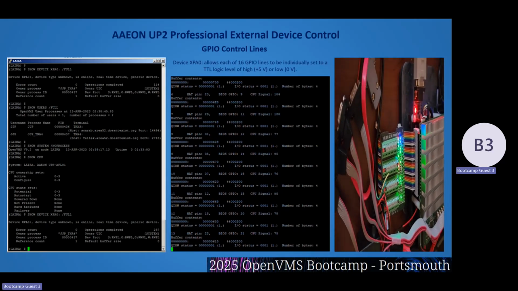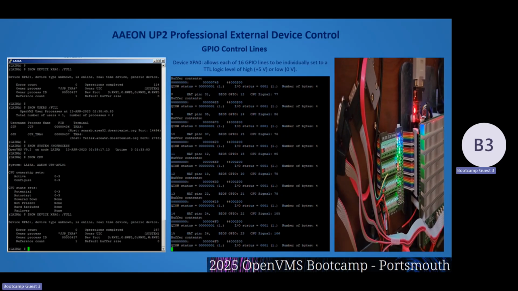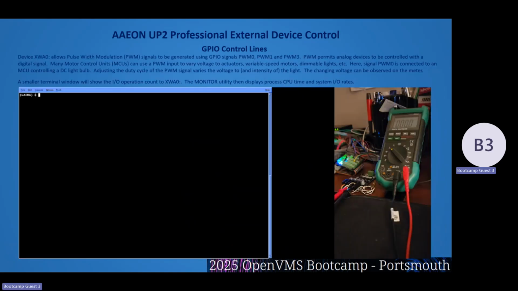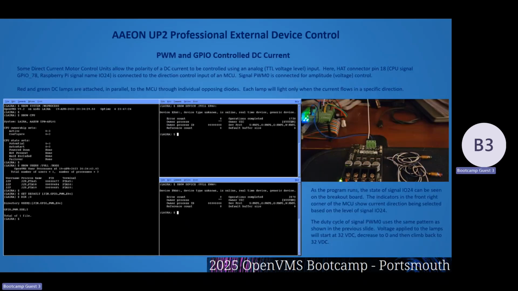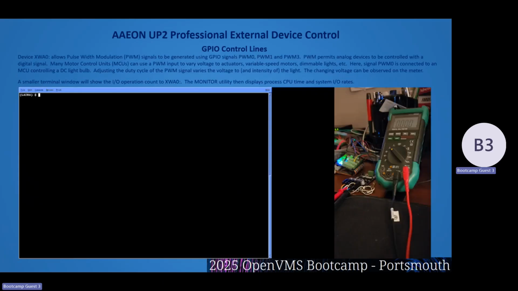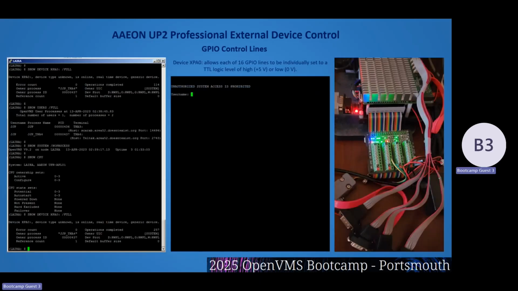But you can put things like relay control boards. Oh, no, not quite. Is that here? No. Let's stick to the script, Jim. So that was the GPIO lines.